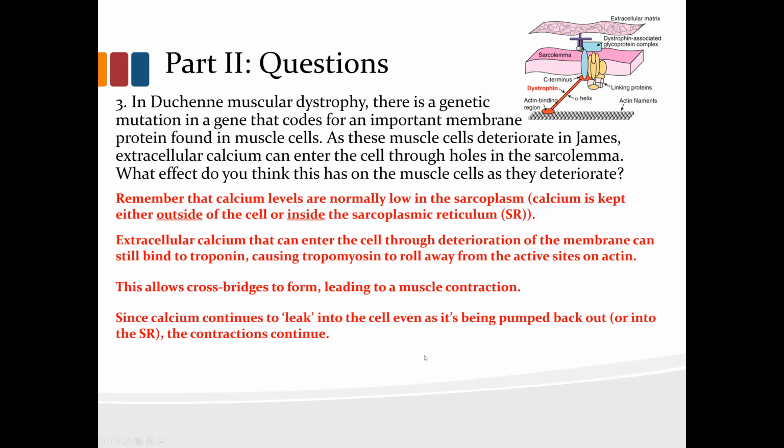Since the calcium continues to leak into the cell, even as it's being pumped back out or pumped into the SR, the contractions continue. Basically, you cannot stop the calcium leak because of the mutation that has messed with the dystrophin protein. So, as the muscle deteriorates, it gets locked into a permanently contracted state.